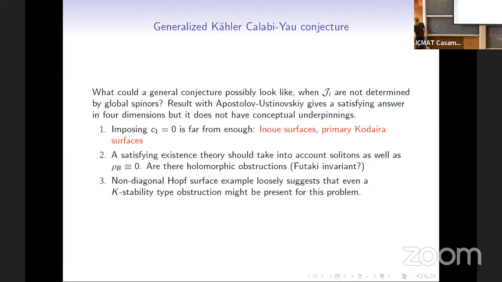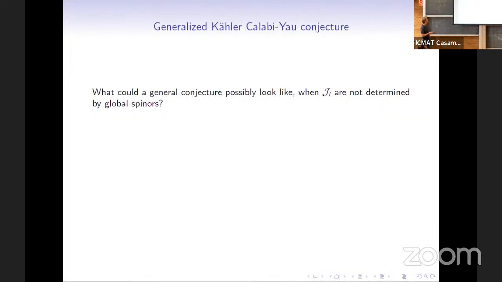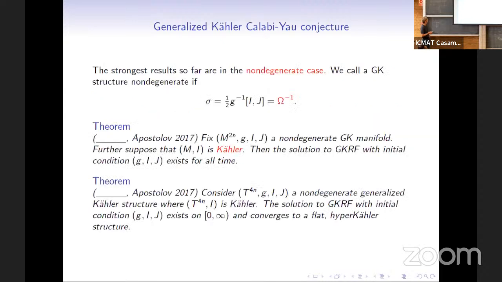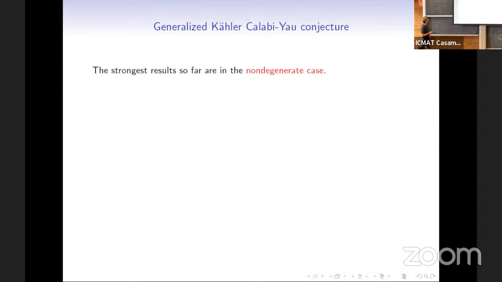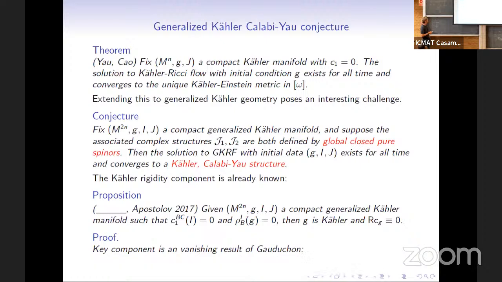In your no-go result with Apostolov, this resonance, right? So the existence of the pure spinors implies that you have a holomorphic volume form for both I and J, or it doesn't? Well, not directly. That follows after the fact, I guess. Okay, but that's not how you prove it.